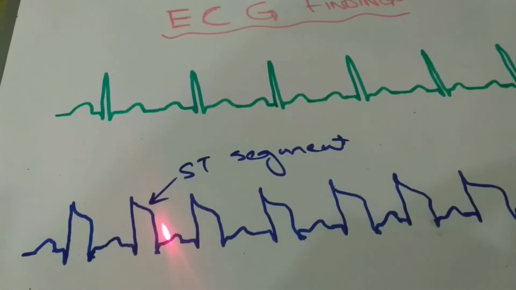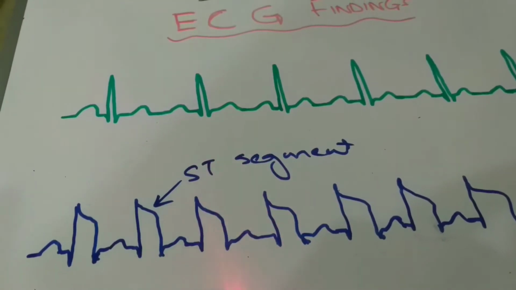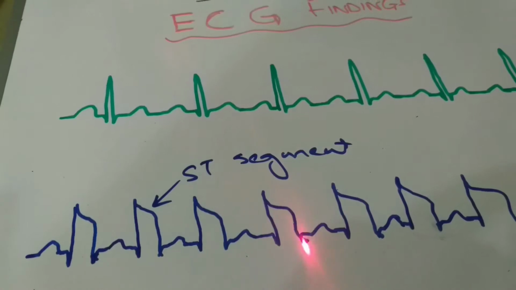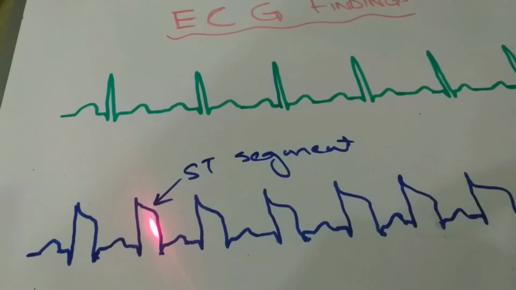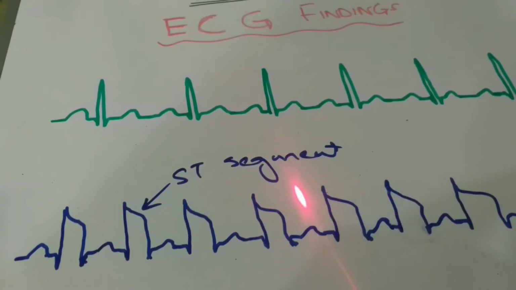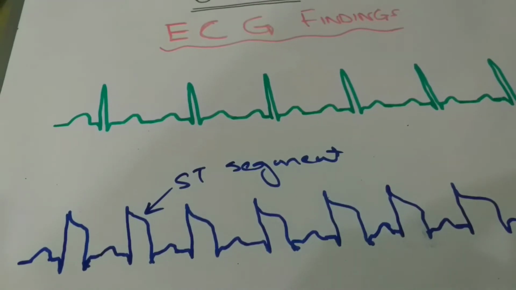So this is the ST segment elevation and this is normal. You can well appreciate the difference between the two. There can be a difference in the morphology, but the ST segment is going high. These are the ECG changes in these patients.